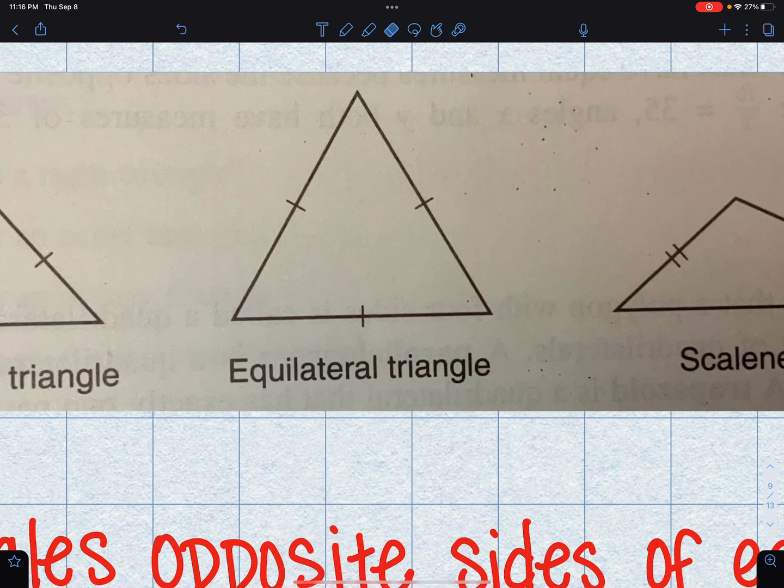Okay, the next one is an equilateral triangle. That means all three sides, not just two legs, but all three sides are the same. Equilateral means all the segments are the same.